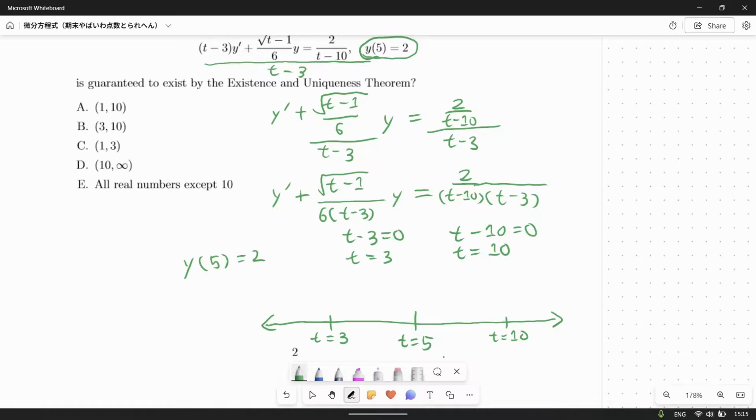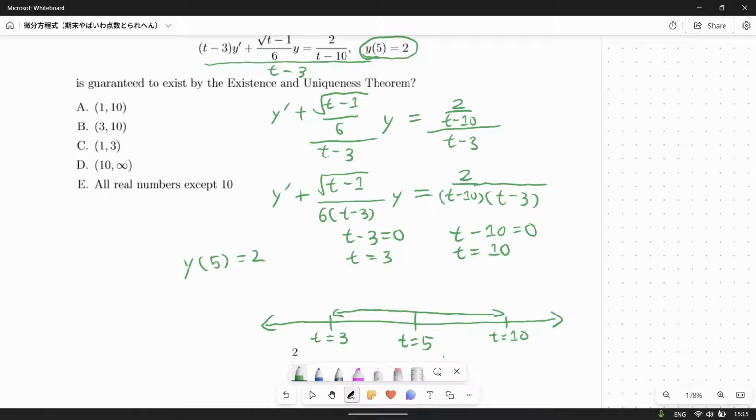And basically we know that everywhere else the solution is defined. And so as a result, we can say that there's an interval where a solution is guaranteed to exist between t is equal to 3 and t is equal to 10. So as a result, this is going to be our largest interval.